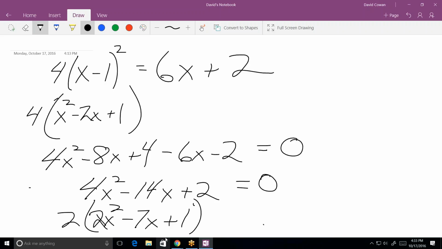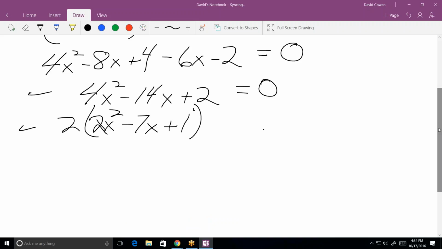We didn't change anything, right? In other words, this expression is exactly the same as that expression. And the way to determine that is to be multiplying as you're doing it. In other words, I wrote 2x squared there because I knew it had to be 2x squared. It's the only way I'm producing 4x squared. Okay? So now I can divide both sides by 2, and I'm left with this.